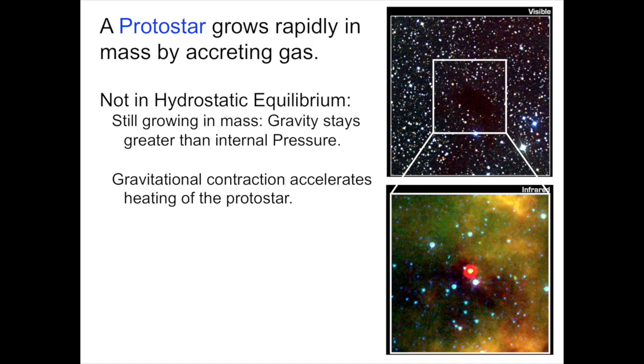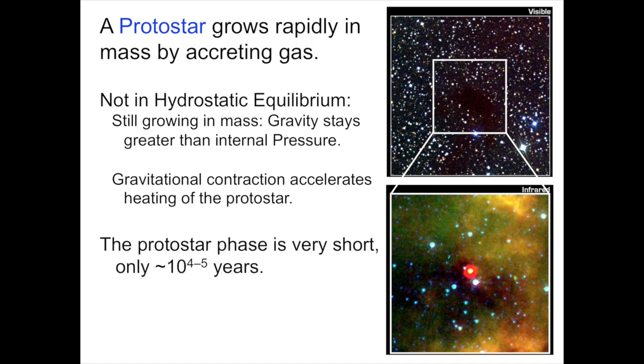These are not yet, however, a system in hydrostatic equilibrium. They're still growing in mass, and gravity is still greater than the internal pressure. While the pressure is building up as they collapse, gravity is getting stronger as more mass rains down on top of it. This gravitational contraction, as the mass grows, accelerates the process of heating the protostar. So it's kind of a runaway process. Everything that happens to the protostar is making it hotter, denser, and smaller, and it's pushing it down into smaller states.